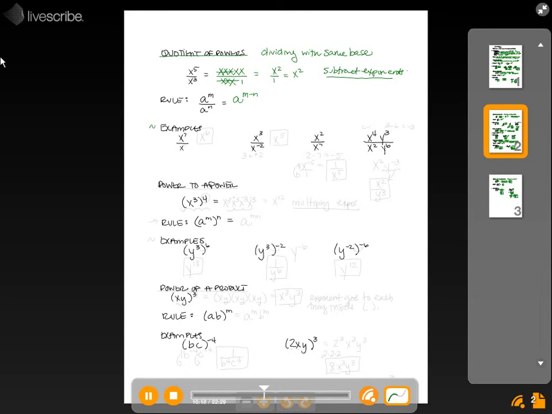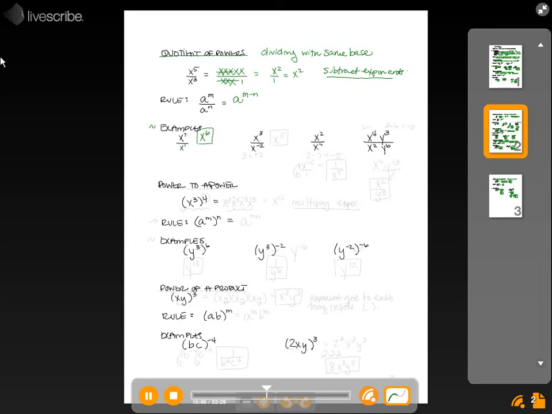We've got 4 examples here. First one is x to the 7th over x. Now if it doesn't have an exponent, that's to the first power. We could add that in there if we need to. So that's really x to the 7th over x to the 1st. And we subtract those because we're dividing. Well, 7 minus 1 is 6. So we get x to the 6th for that one.